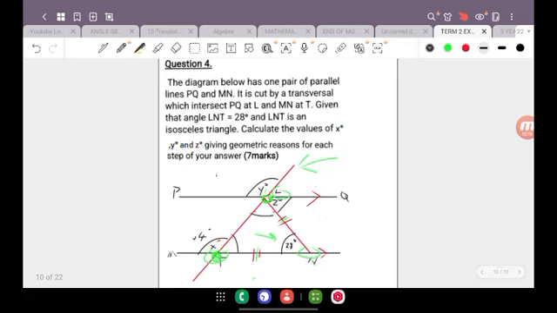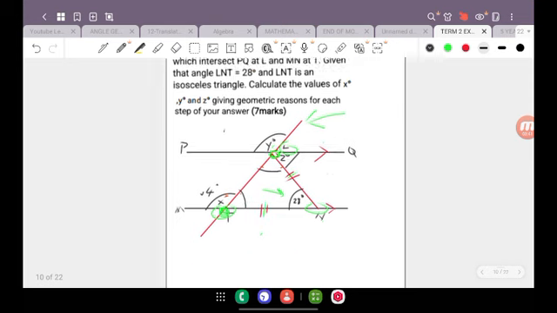Now, in addition to an isosceles triangle having base angles that are equal, we also must know that the sum of the angles in a triangle measures 180 degrees. So all that information is going to be crucial when it comes to finding the necessary angles to help us find what it is that you're asking us to find. Now, it went on then to say that we should calculate the values of x degrees, y degrees, and z degrees, and we should give geometric reasons for each step of your answer.